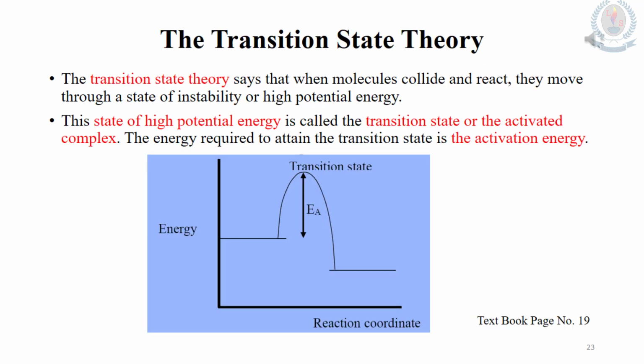Now we will discuss transition state theory. Here I am discussing what transition state theory is. When molecules collide and react, they move through a state of instability or high potential energy. We call it the transition state, or activated complex. The energy required to attain this transition state is called activation energy. Here I am giving this activation energy as EA.